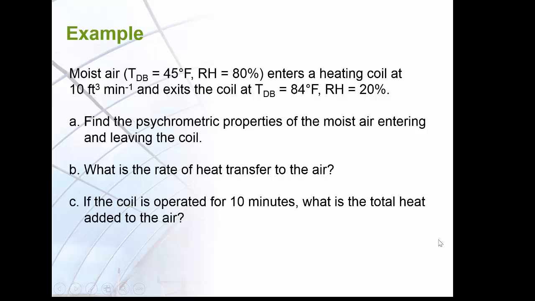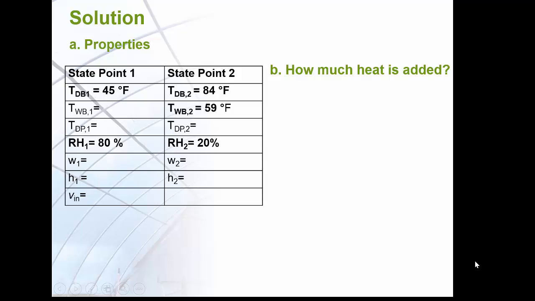And if we run this coil for 10 minutes, then what would be the total heat added to the air in this process? So let's try to find first our state points and all other related thermodynamic properties at a given state. In the initial state, we know the dry bulb temperature and relative humidity.